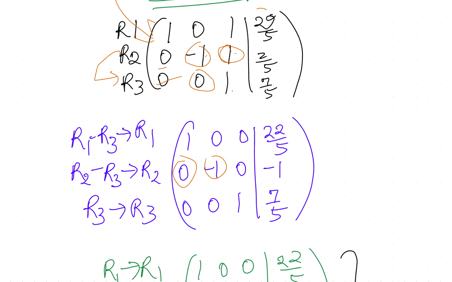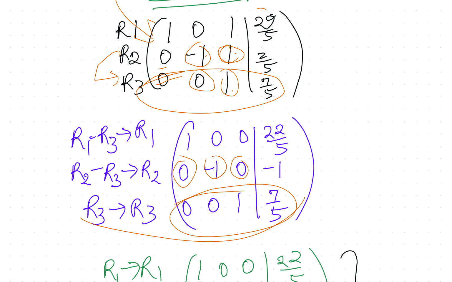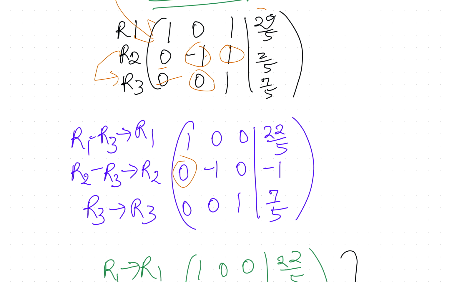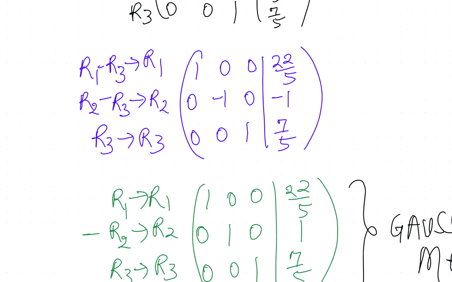Then, of course, because this is already 0, 0, 1, and that's what we want for a 3 by 3 matrix, we just leave row 3 the way it is, 0, 0, 1, 7 over 5. So that is maintained on our way to Gauss-Jordan, having left Gaussian elimination.